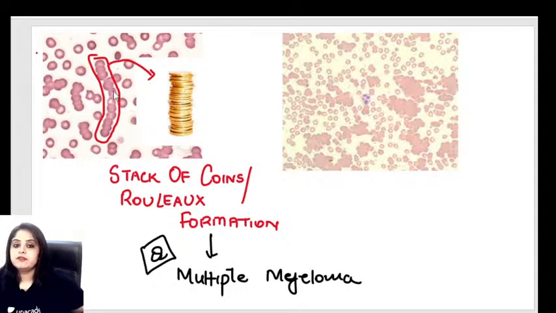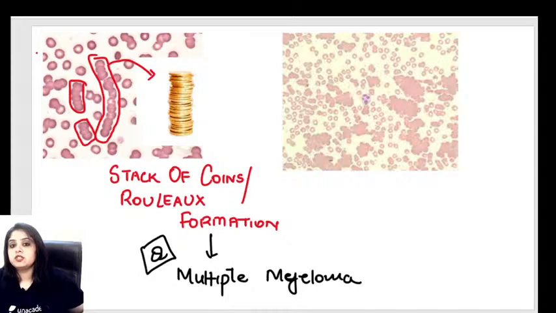Roulette formation, I hope everyone is able to see. There is a very long stack of coins, but if you look carefully, there's a shorter stack of coins here, and there's an even shorter stack of coins here. So it necessarily doesn't have to be a very long stack of coins. Even short stacks of coins are being formed over here. That is all known as Roulette formation, and you see that in a case of multiple myeloma.